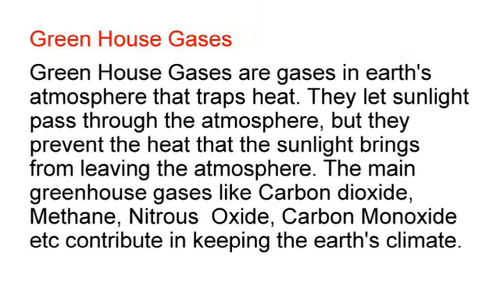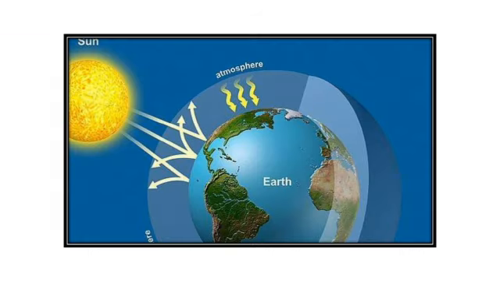So now we'll look into the next topic, that is greenhouse gases, which is very important for us to understand global warming. Greenhouse gases are gases in Earth's atmosphere that trap heat. So greenhouse gases are actually trapping heat because they try to maintain the temperature on the Earth by creating warmness. They let sunlight pass through the atmosphere, but they prevent the heat that the sunlight brings from leaving the atmosphere.